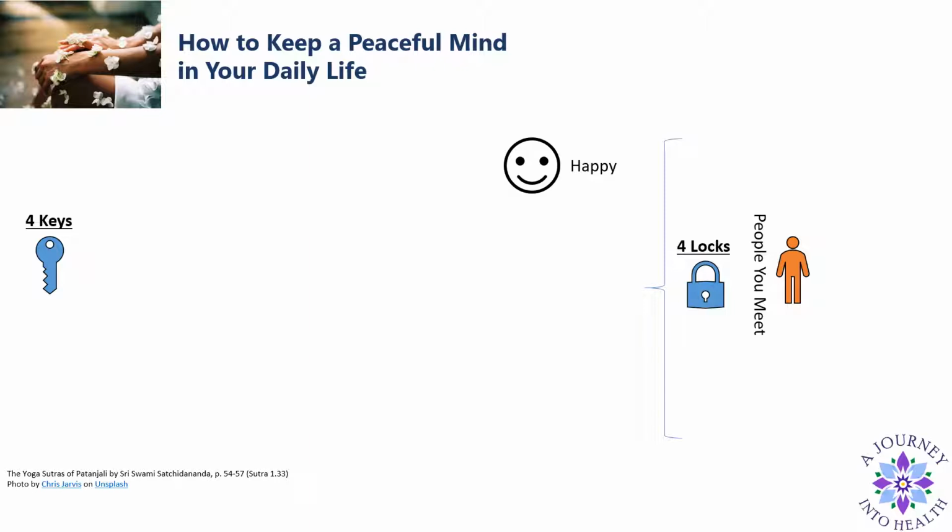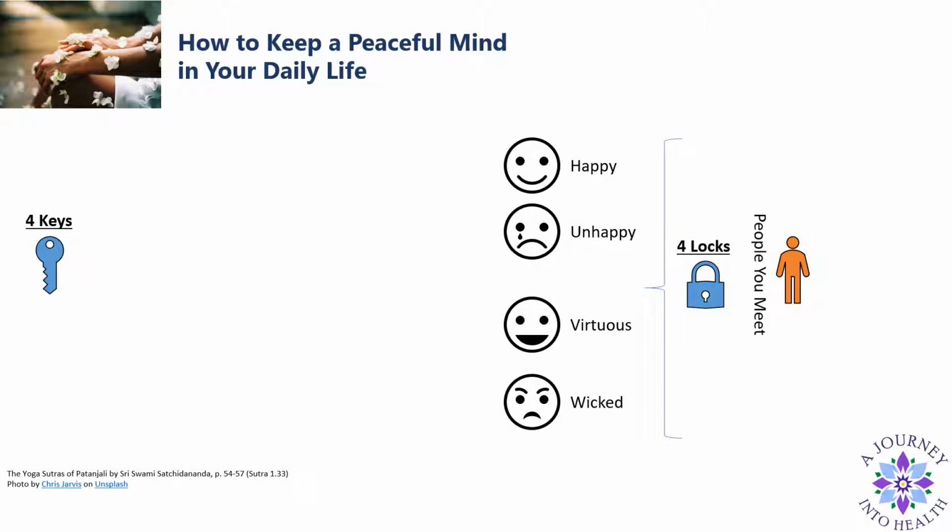So the first way that a person might be manifesting to you or presenting to you would be they're happy. The second way would be the reverse of that. Obviously, they're unhappy. They might seem very virtuous to you, or they might seem pretty wicked. So those are the 4 locks. Again, that doesn't mean that the person in their entirety is wicked or in their entirety is virtuous, but how they are presenting to you in that moment. Same with happy and unhappy. So now let's talk about the 4 keys.